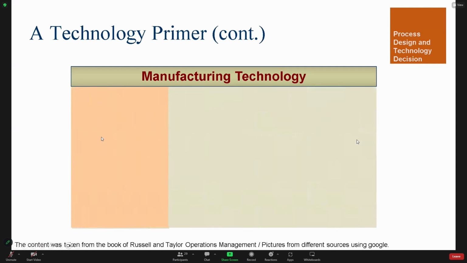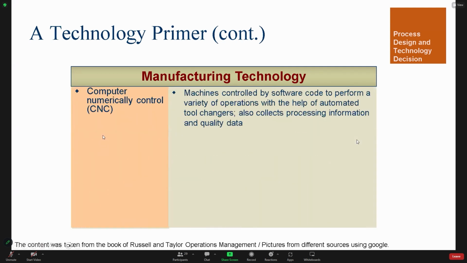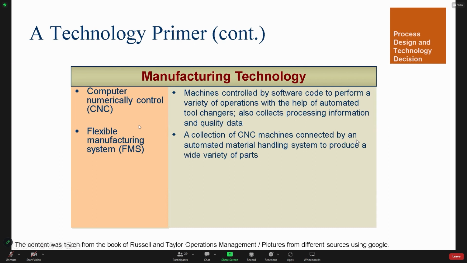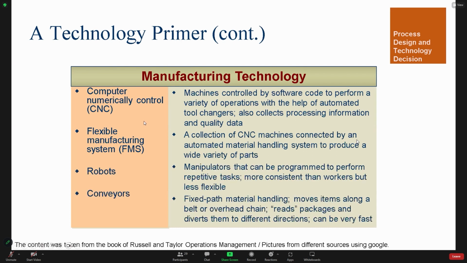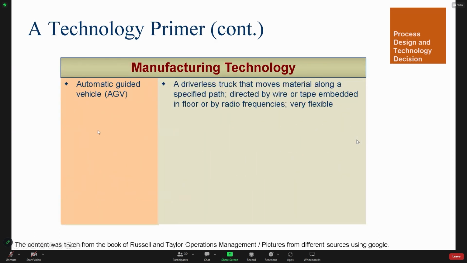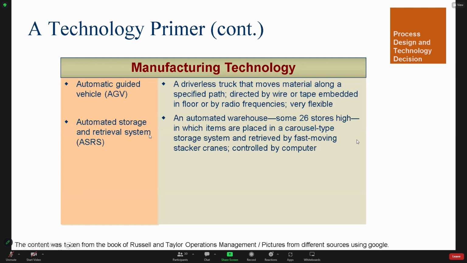What about for manufacturing? Computer numerically control, flexible manufacturing system, robotics, okay, gusto niyo yung robot ang gumawa. Conveyors, okay, if you wanted to look at what the equipments, no, yung mga conveyors ninyo, sila na yung kukuha ng mga raw materials. Kasi nandito involved yung materials. Automatic guided vehicle, na hindi mo na kailangan ng driver. Automated storage retrieval system, hindi mo na kailangan yung tao maghahanap. Okay?